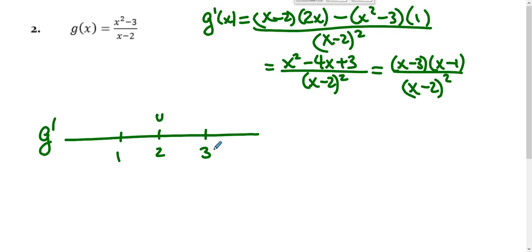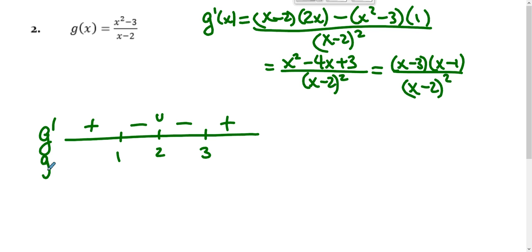So we plug in our favorite value that's less than 1, and we figure out what's happening here. Turns out you get a positive answer. You take your favorite number between 1 and 2, you plug it in. Turns out you get a negative answer. You take your favorite number between 2 and 3, you plug it in. Turns out you get a negative answer. You take your favorite number that's bigger than 3, you plug it in here. Turns out you get a positive answer.